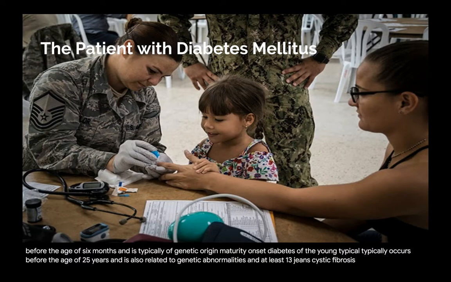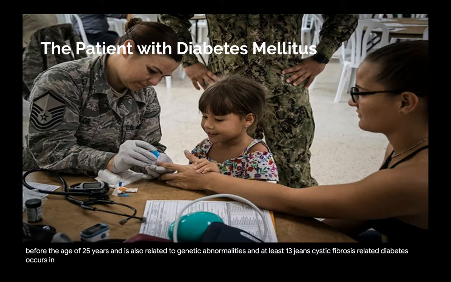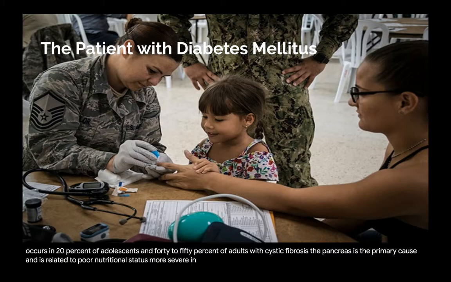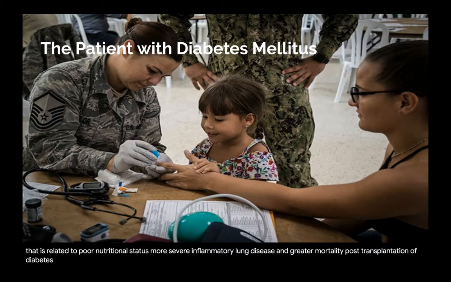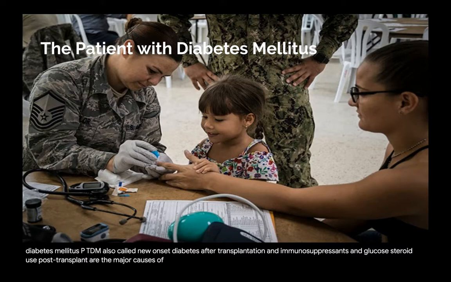Cystic fibrosis-related diabetes occurs in 20% of adolescents and 40 to 50% of adults with cystic fibrosis. Insufficient production of insulin from the pancreas is the primary cause and is related to poor nutritional status, more severe inflammatory lung disease, and greater mortality. Post-transplantation diabetes mellitus, PTDM, also called new onset diabetes after transplantation. Immunosuppressants and glucocorticoid use post-transplant are the major causes of PTDM.